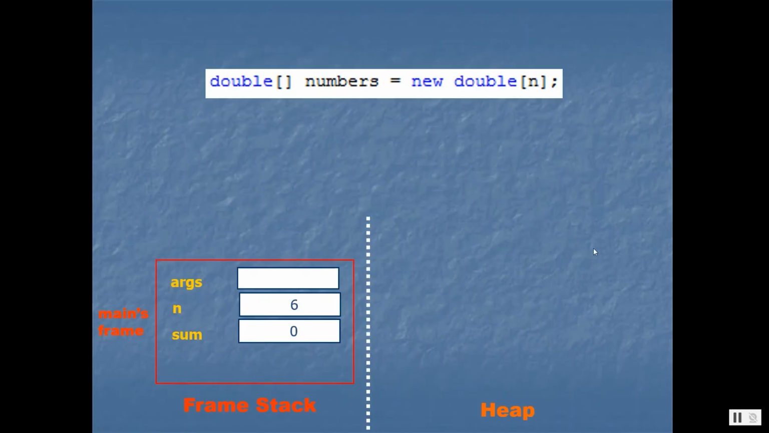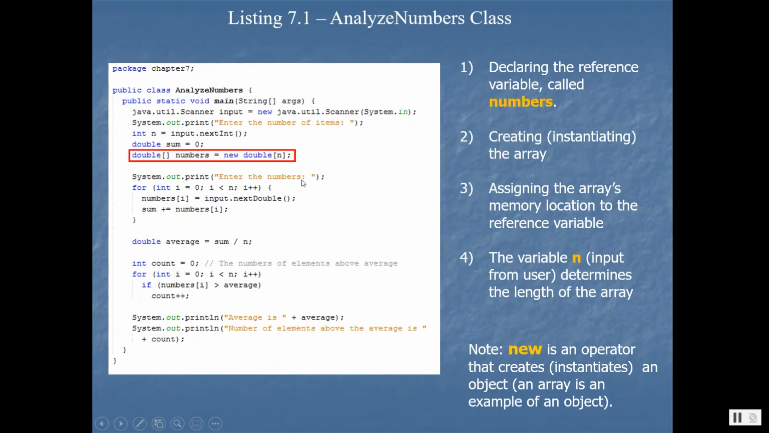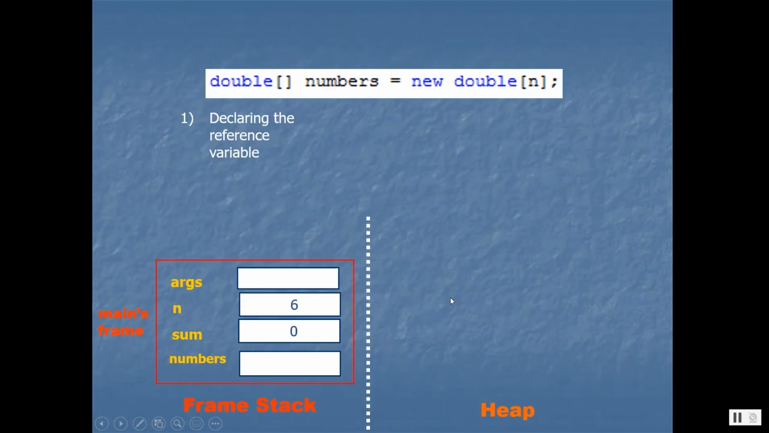So let's go through what's happening here. By the time we got to here, we've already got variable n, and that has a 6 in it. Assume that the user said they wanted 6 of them. We also have this sum that has been initialized to 0. If we look at the code again, sum had been initialized to 0. Even if we hadn't initialized it to 0, it would have started off as a 0. So let's see what happens with this line right here.